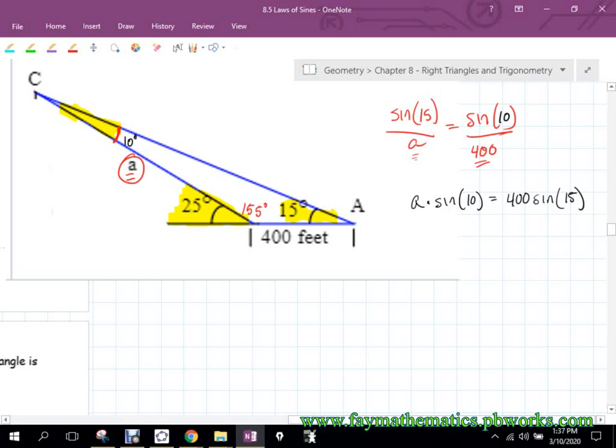It makes sense. So how do I solve for A? If this is sine of 10, sine of 10 is a number, right? What do we call it for A, if it's a number times a variable? Sine of 10 is the coefficient. So to separate the coefficient and the variable, I need to divide. I divide that side, and now I'm going to come to the right-hand side and divide this side. So you get A equals 400 sine of 15 divided by sine of 10, okay?